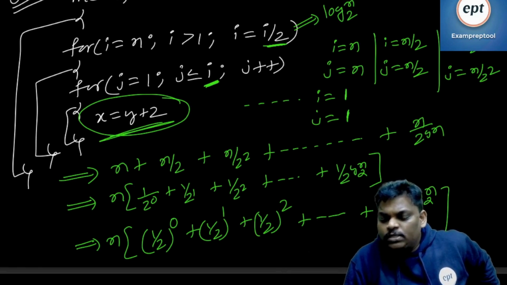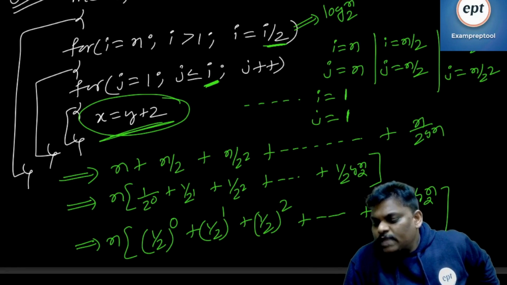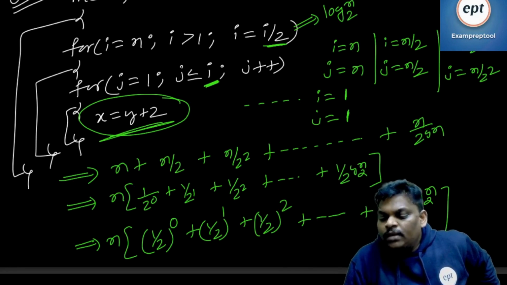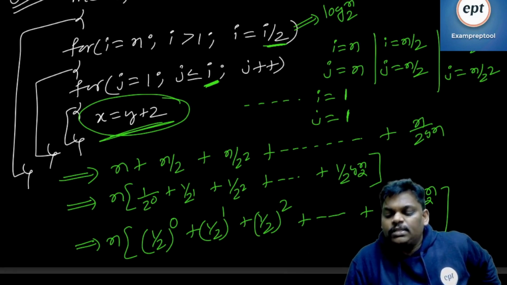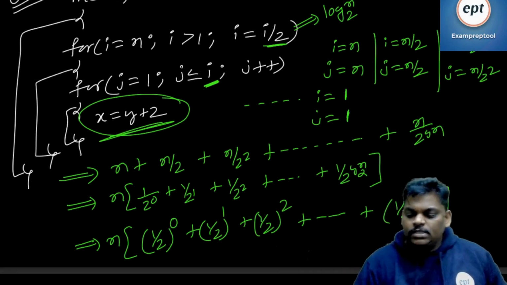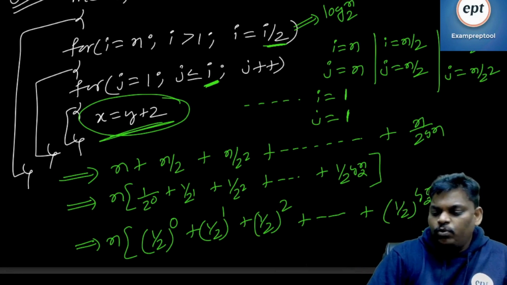So the first time the loop runs n times, the second time n by 2, the third time n by 4, the fourth time n by 8 and so on. The last time the loop runs n by 2 power log n. N is common, and the terms decrease. So it is a GP series where R value is less than 1. A GP series where R value is less than 1 is known as a decreasing GP series. This is the way of calculation. I hope you got it.